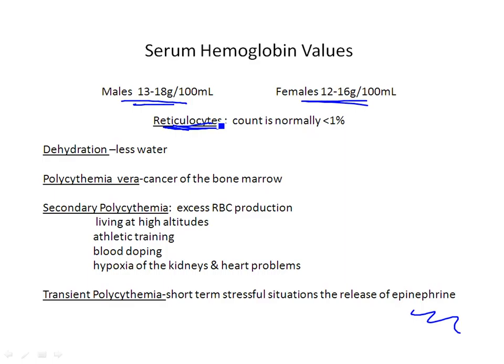In secondary polycythemia, that's basically just where you have an excess production of red blood cells. You've got different things that can cause it. We talked in the last video about just living at high altitudes, how your body has to adjust for the lower oxygen pressure in the air, and so it starts creating more red blood cells to give you more oxygen carrying capacity. That's one reason athletes train at high altitudes.